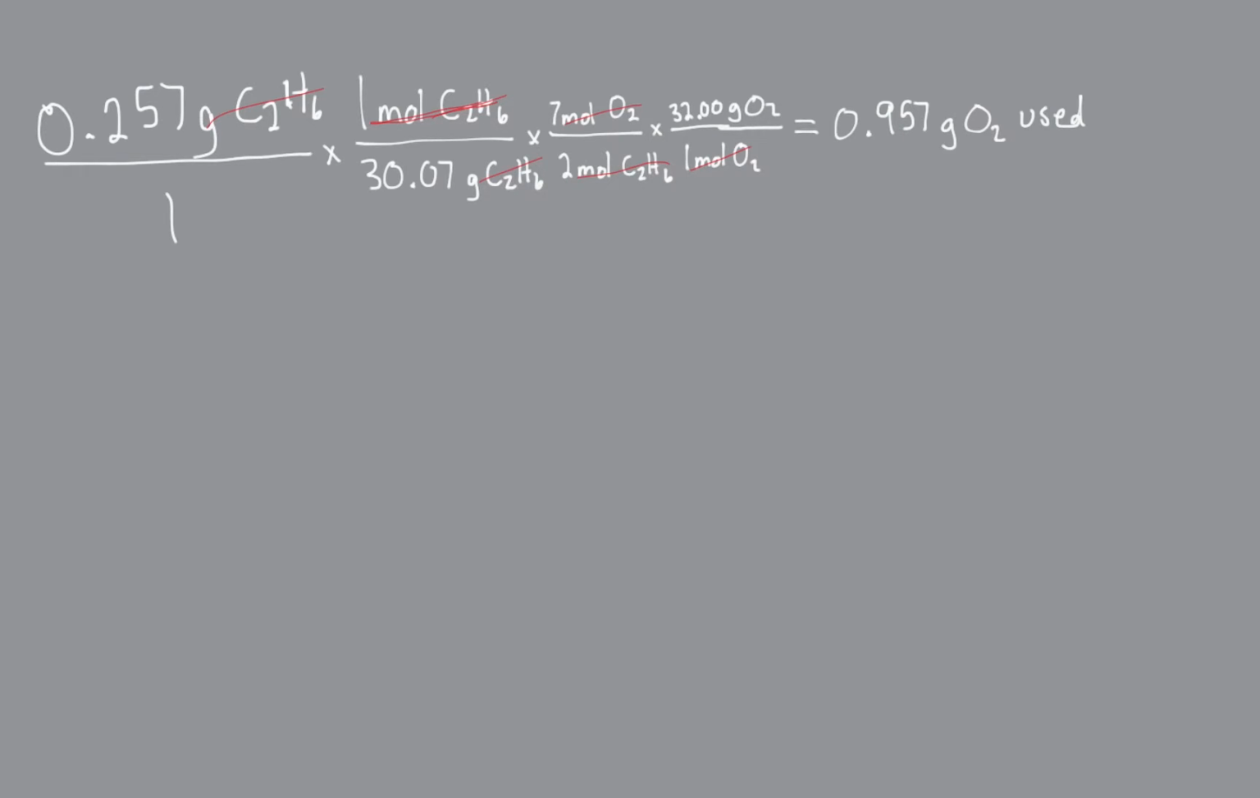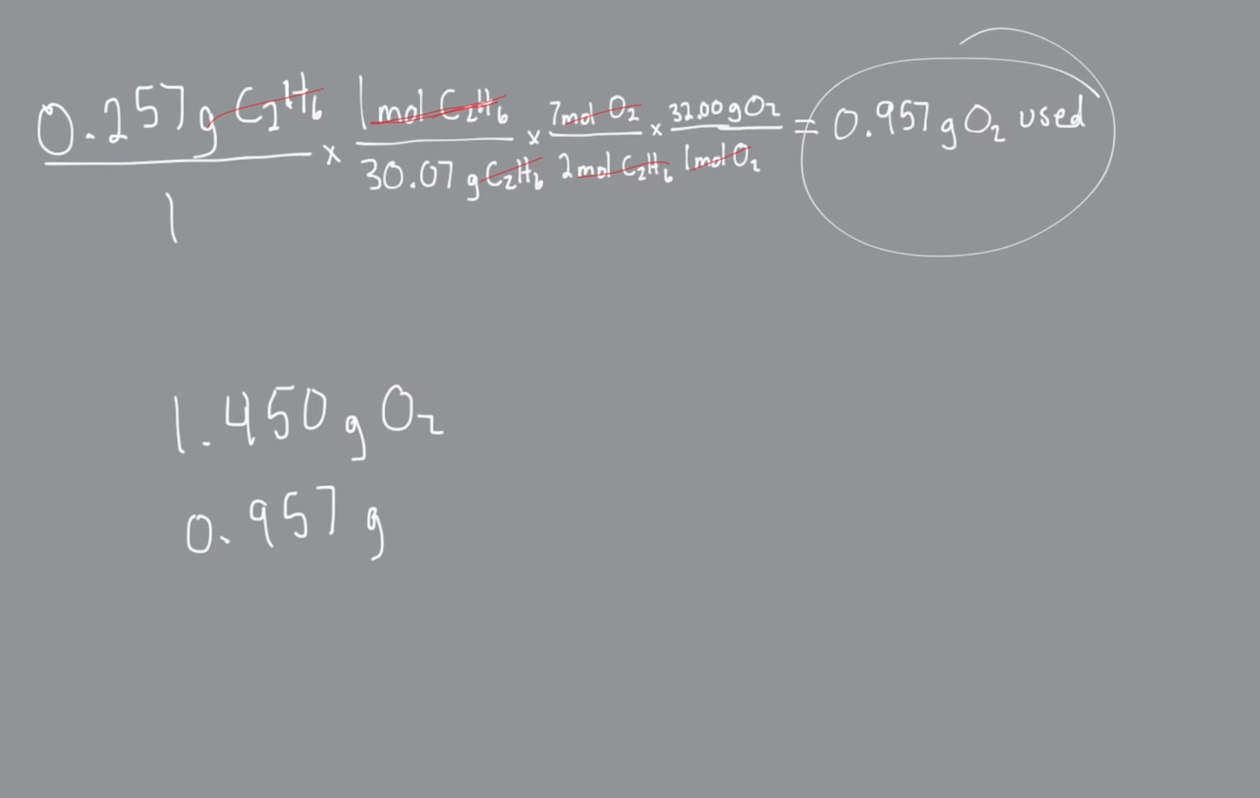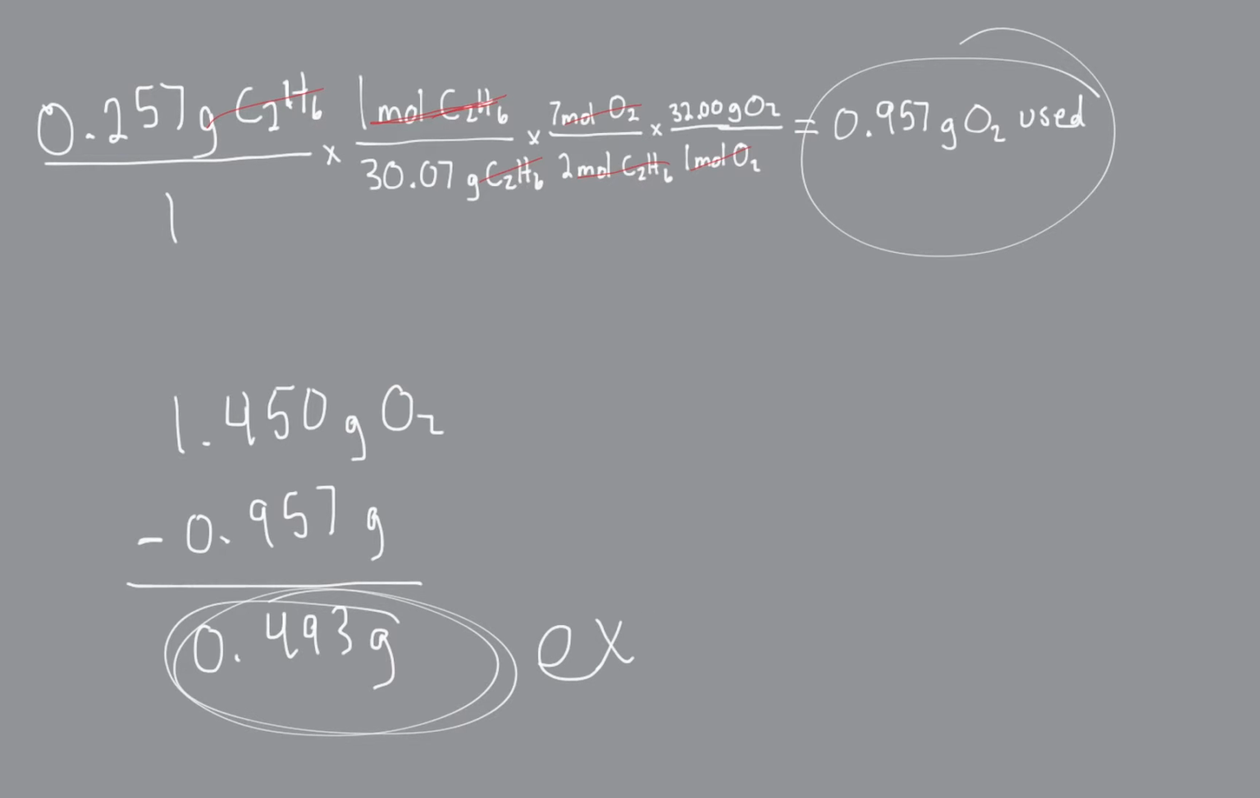And that's simply that you know initially, and it's given to you in the problem, that you were given 1.450 grams of O2 initially. And we've reacted, I just did the math, 0.957 grams of it. So just subtract it, and you get 0.493 grams. And that is how much is in excess. That's how much is left over.